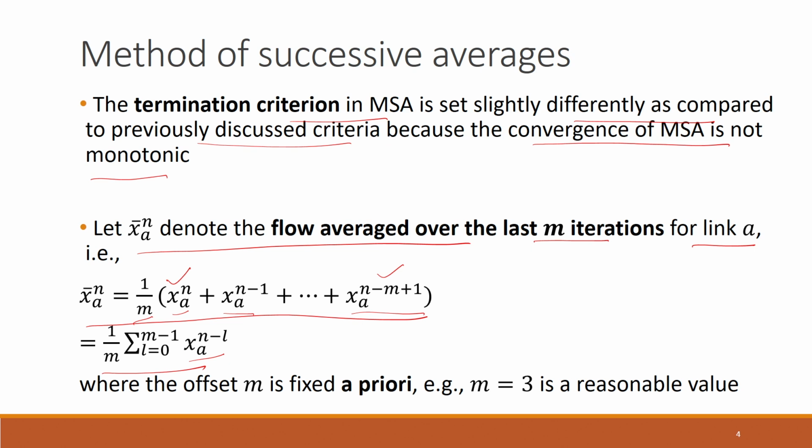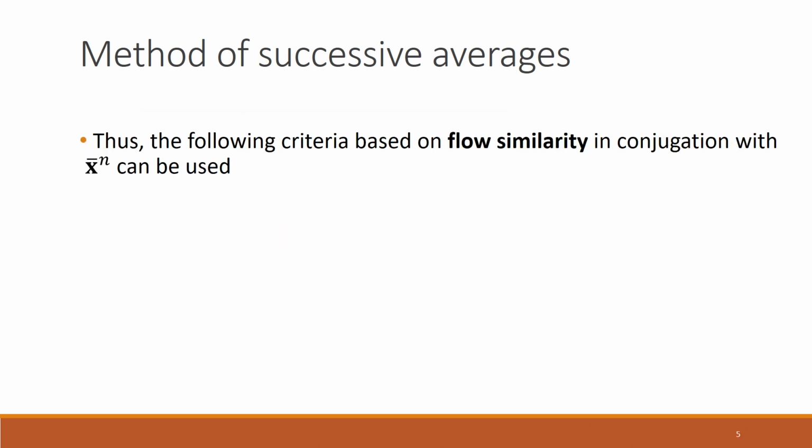The number of iterations that we want to consider while determining this termination criterion, that is m, needs to be fixed beforehand. We need to determine, before starting our algorithm, what value of m we want to choose. For example, m equal to 3 can be one reasonable value. Therefore, the following criterion based on the flow similarity in conjunction with x bar n can be used.